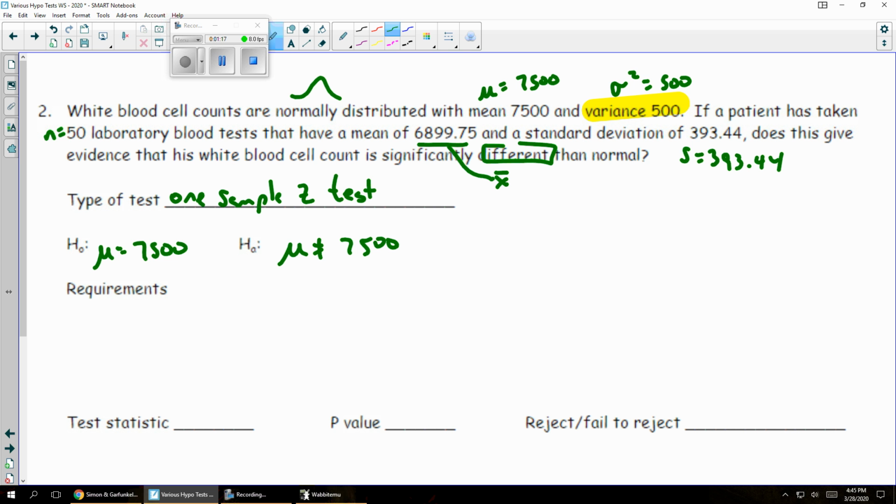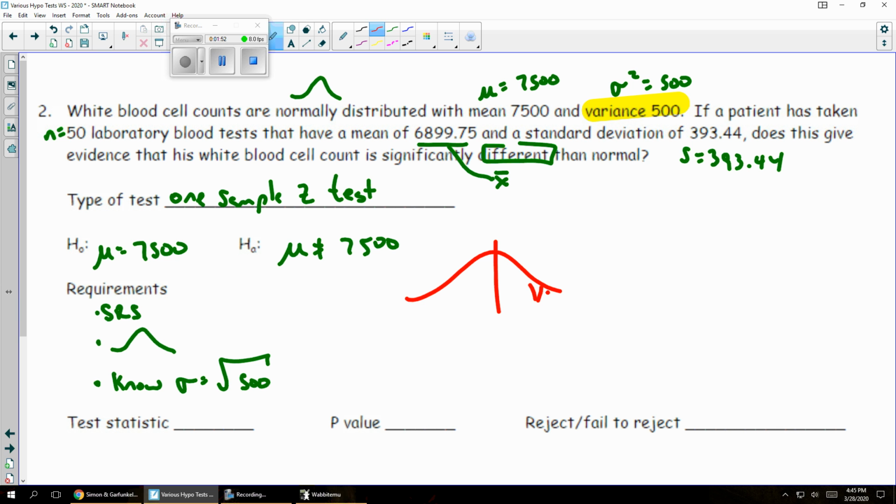Now, again, I should define my terms. I should show some work. But the idea with the requirements is that I need to have a simple random sample. I need to make sure that I end up with a normal distribution or a large sample size. And it told me I have a normal distribution. And third, if I'm going to do a z-test, I know sigma, and sigma is the square root of 500. Now, if I was writing this out, again, I need to be a little more detailed with my requirements, but that's not the point of this worksheet. This is going to be a two-sided test.